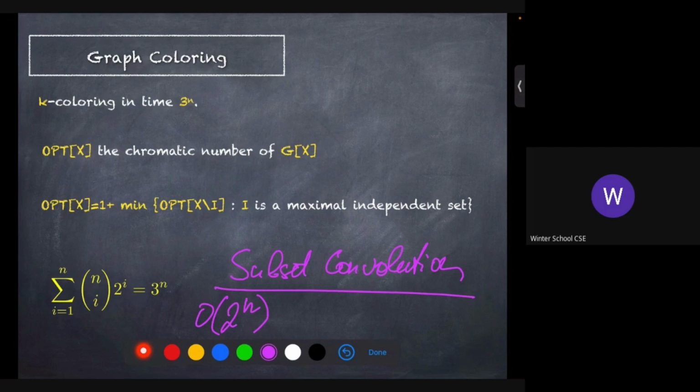You mean this one? Or this one? Yeah, this one or this one?